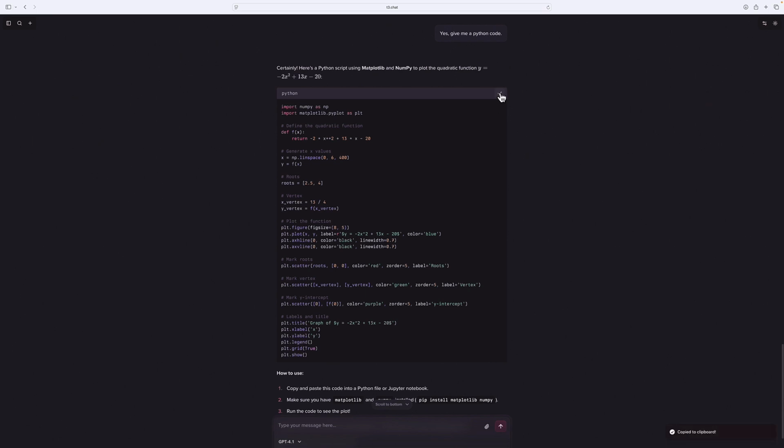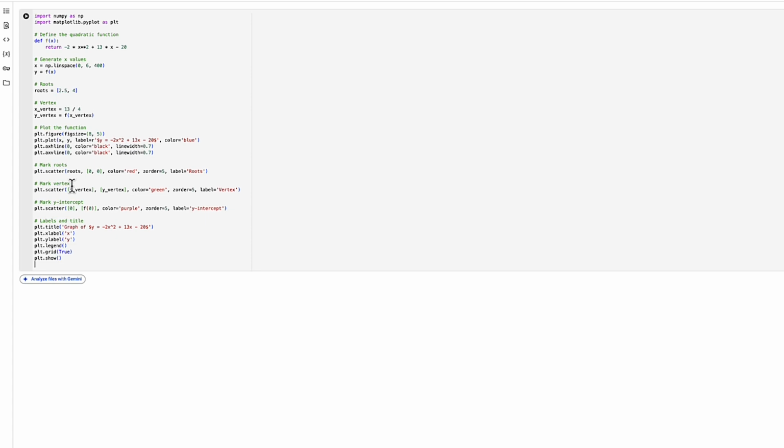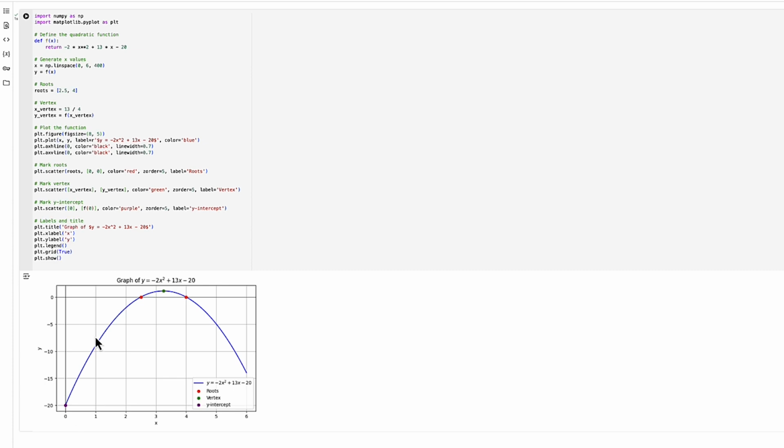So I'm going to copy this, and I'm going to go to Colab from Google. Okay, so this is Colab. If you can't find it, go to Google, just type Colab Google, and then it will get you to this page. Here, you'll paste your code, and then you press this button here to analyze. And let's see what it does. And there it is. There's our parabola. And right here, this is probably 5 over 2, and this is 4.